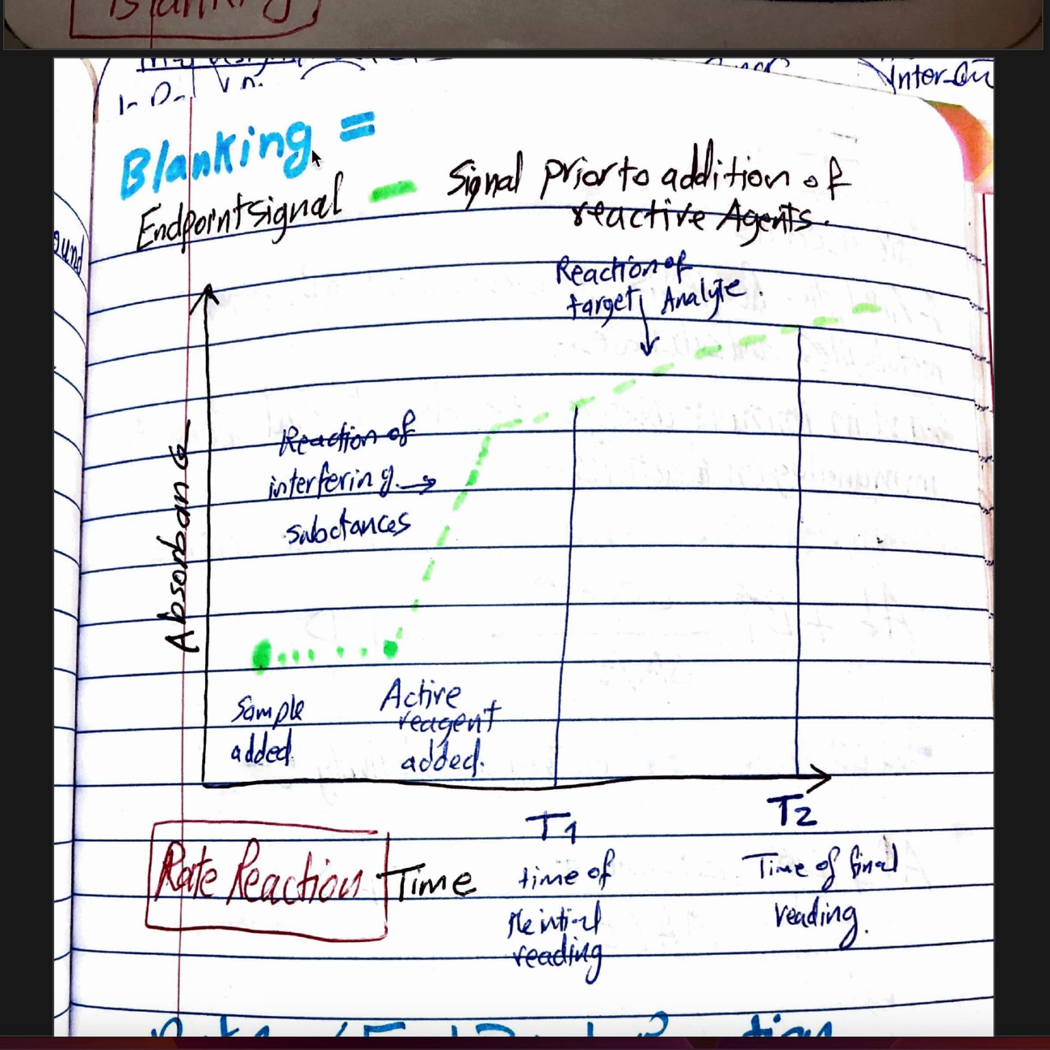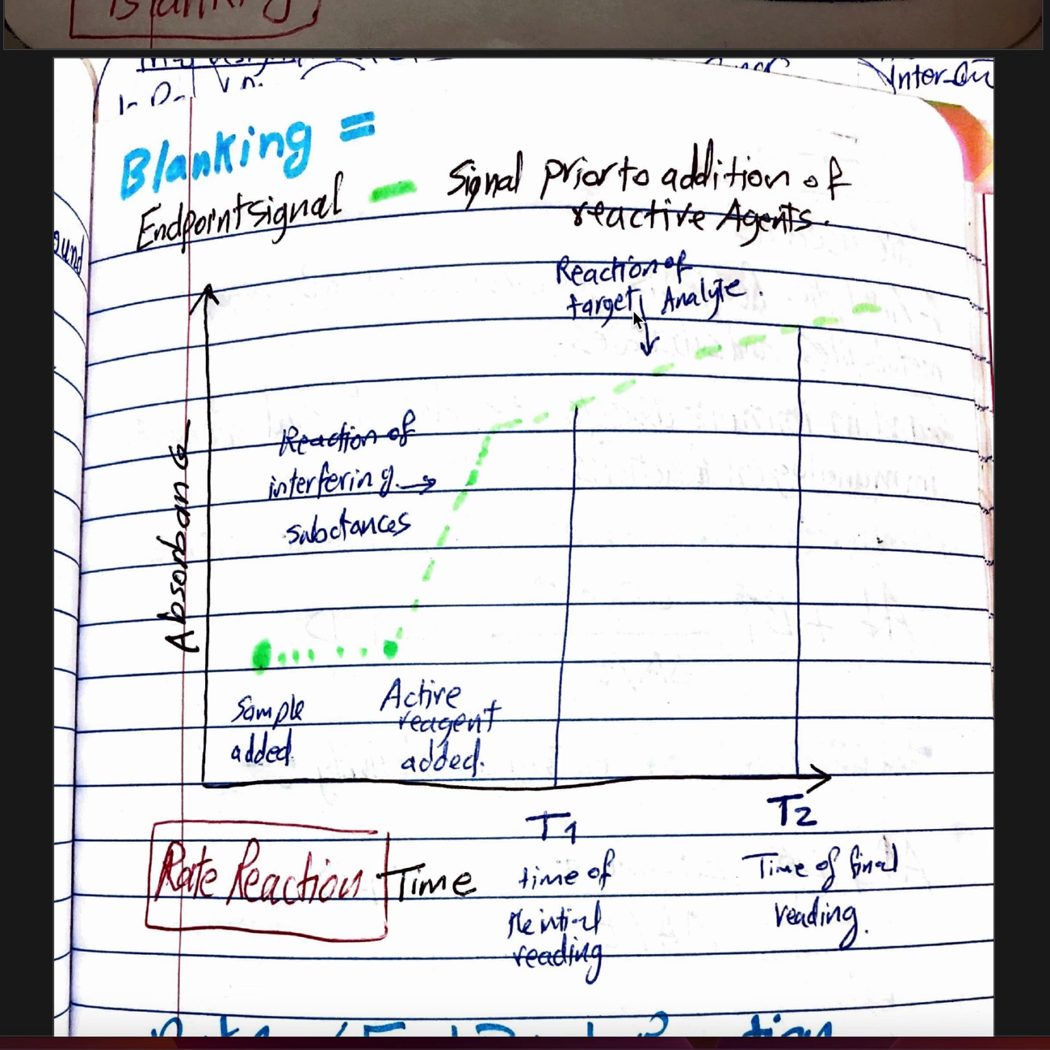So what is the blanking? If we want to use it as an equation, it is the endpoint signal minus the signal prior to the addition of the reactive reagents. So we can say that the reactive reagents are what we use to do the blanking. What is the blanking that can be done? We look at the resulting signal and subtract from it the signal that was prior to the addition of the reactive reagent, and that's exactly what the blanking is.